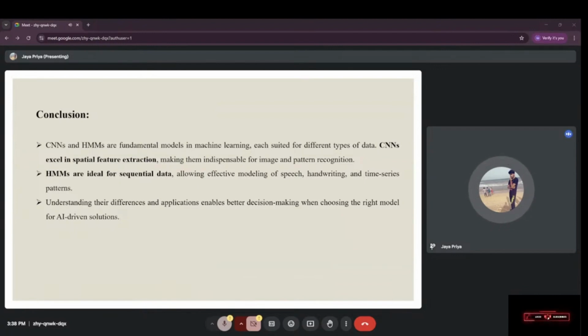Understanding the differences and applications enables better decision making when choosing the right model for AI-driven solutions.